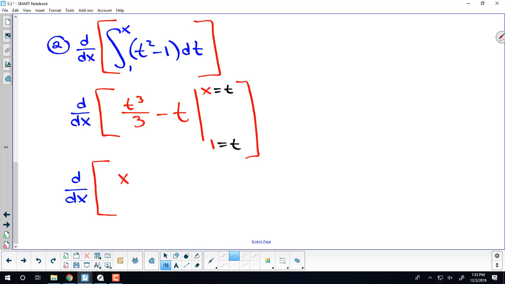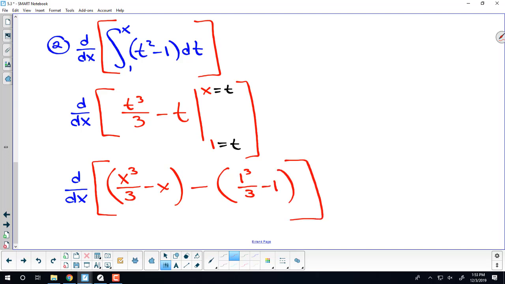So we have x cubed over 3 minus x. That's F of b. And we subtract off F of a. So that's actually from the second part of the fundamental theorem of calculus that we're able to evaluate that. So we've evaluated the integral from 1 to x. We've got this expression. What happens when we take the derivative of what we have inside the brackets?